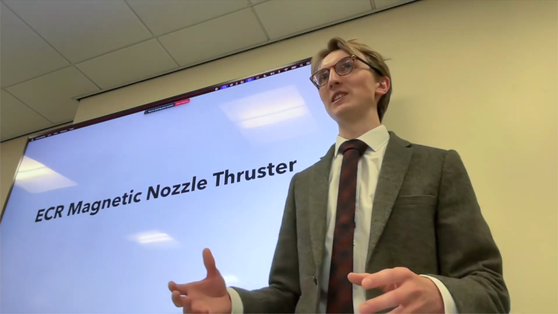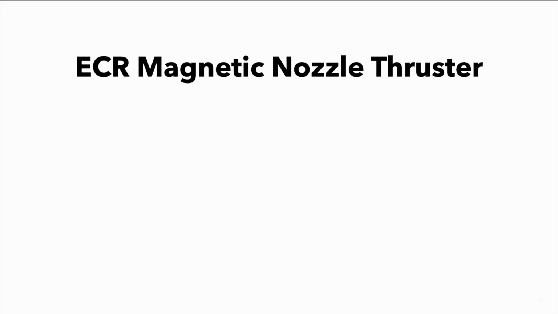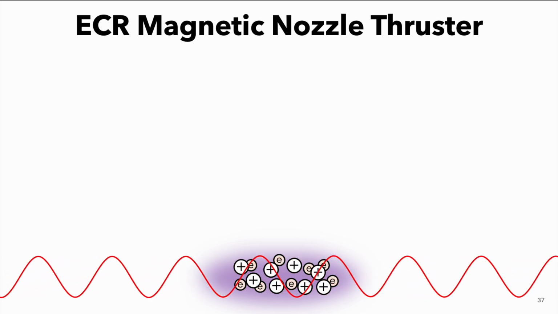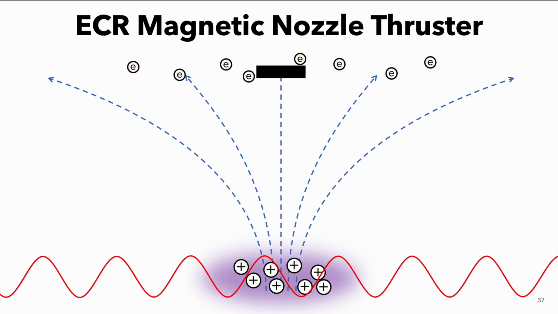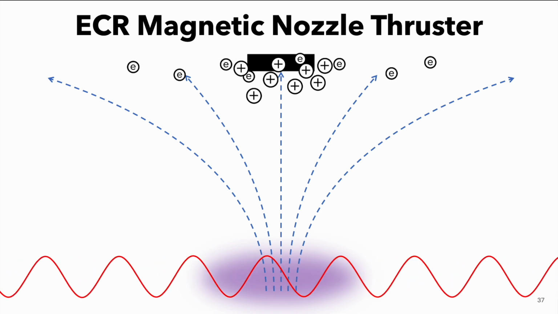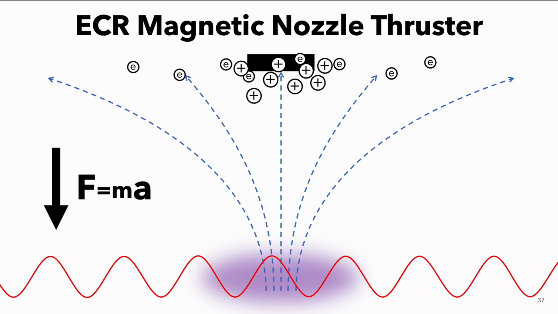So now if we combine everything together, ECR magnetic nozzle thruster, we have our plasma, and we apply our R wave, which resonantly heats the electrons, gets them really hot. We apply our magnetic nozzle, the electrons spin out, and they generate a large negative potential. This accelerates our positive ions towards it very fast, and this fast acceleration creates a strong force back on the thruster, which generates our high thrust.